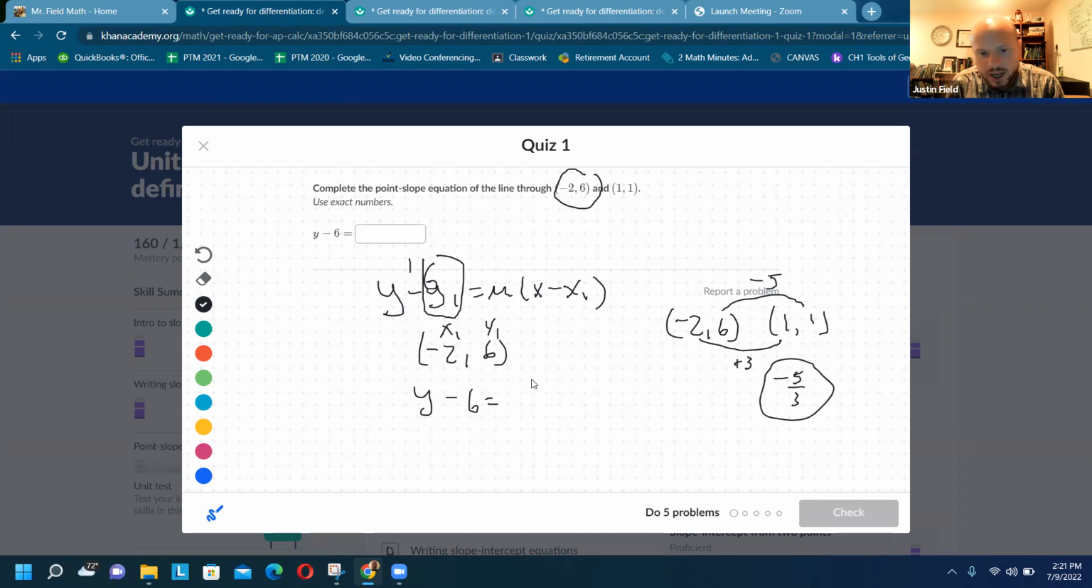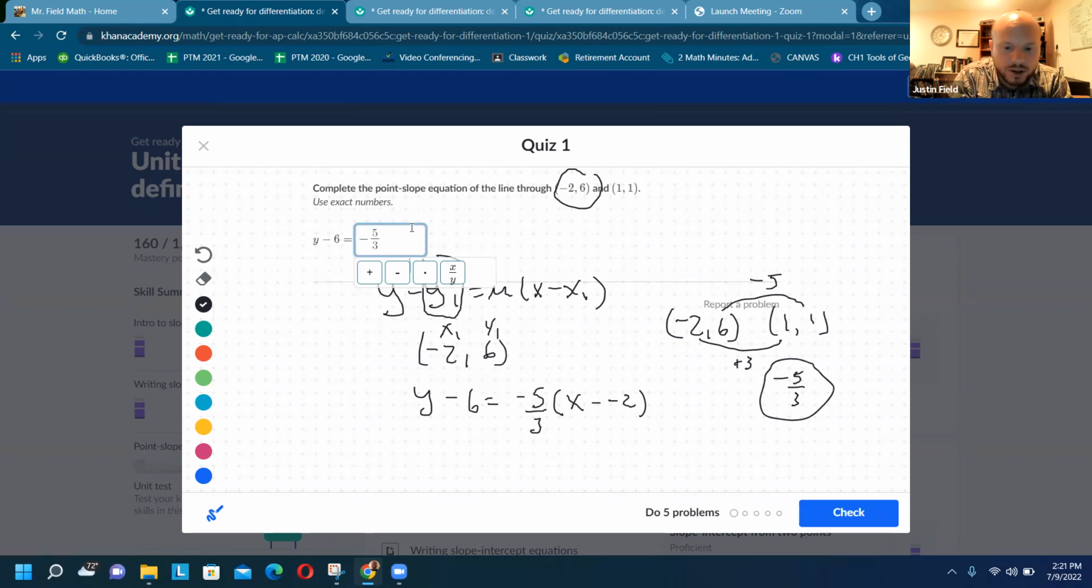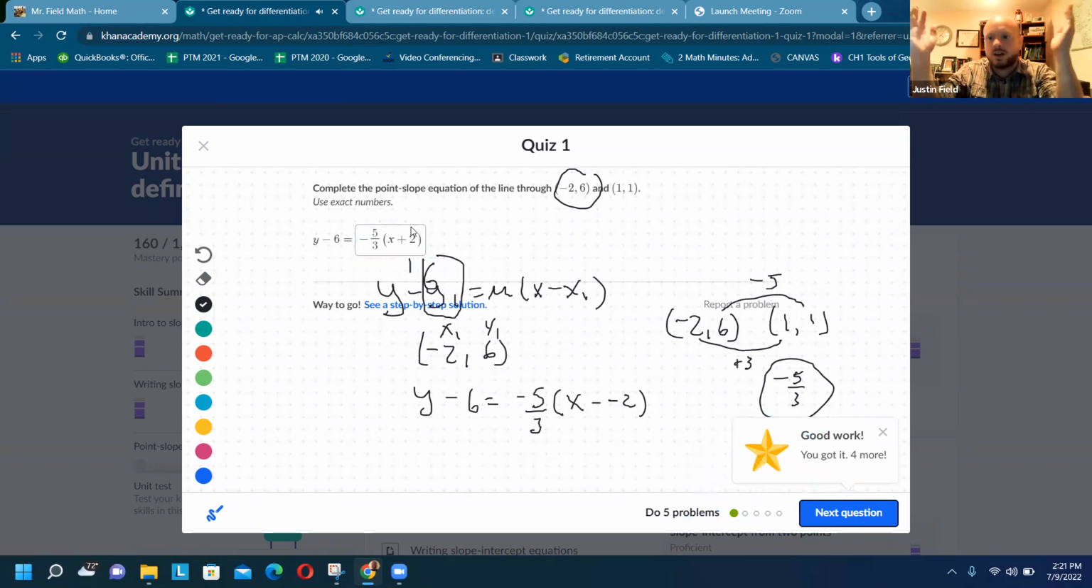It's not really the calculus way, that's just Mr. Field's fast way, for when I want to do it faster than I usually do. So I'm substituting in negative 2 for x, which makes it plus. So let's put that in. Y minus 6 equals negative 5/3, parentheses, x plus 2. Did it. I still got it.